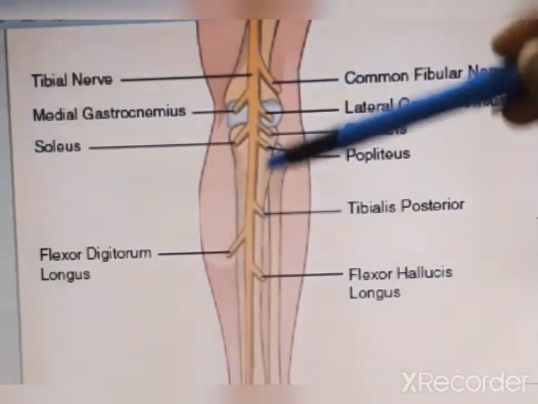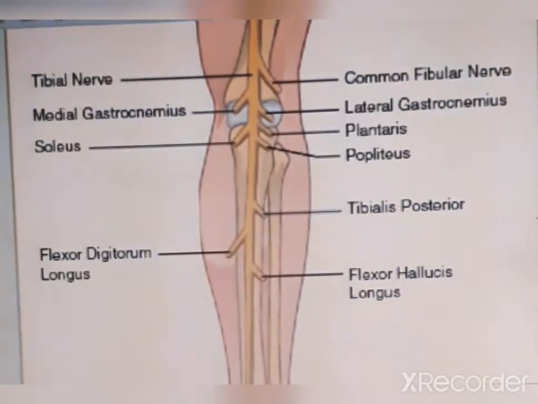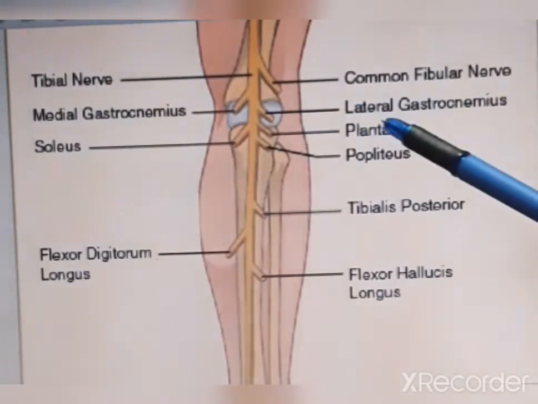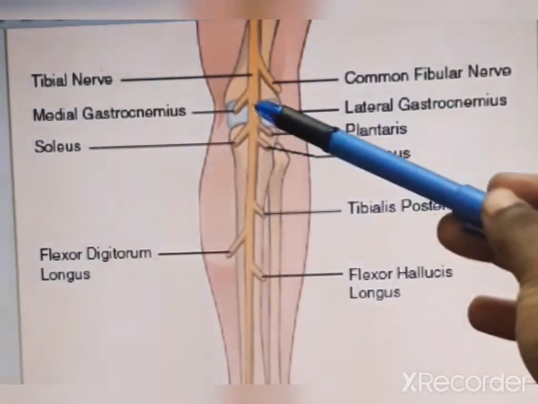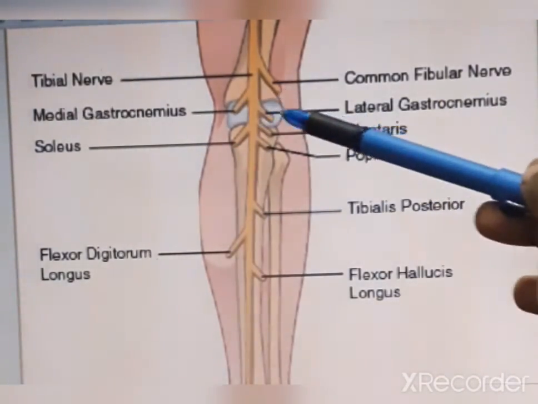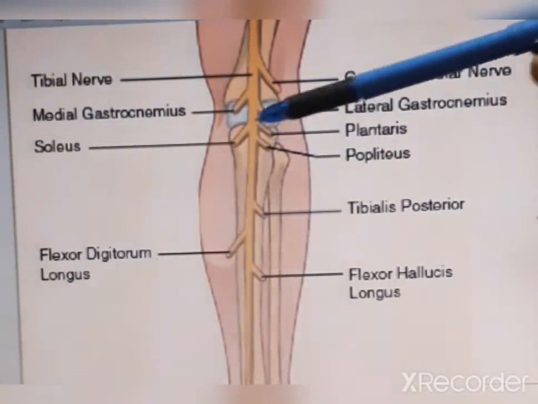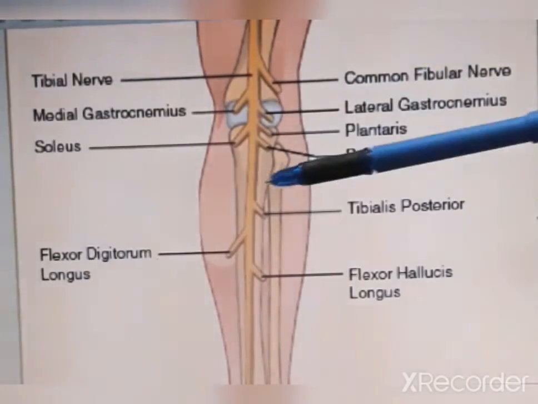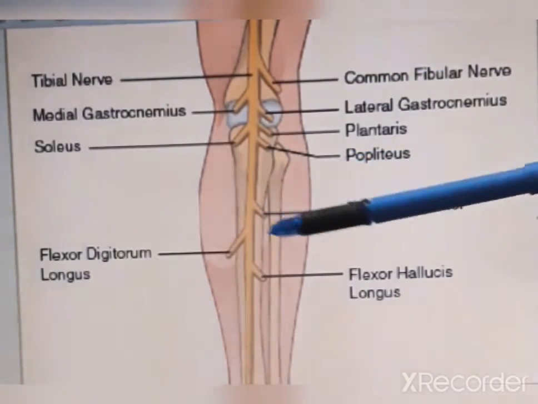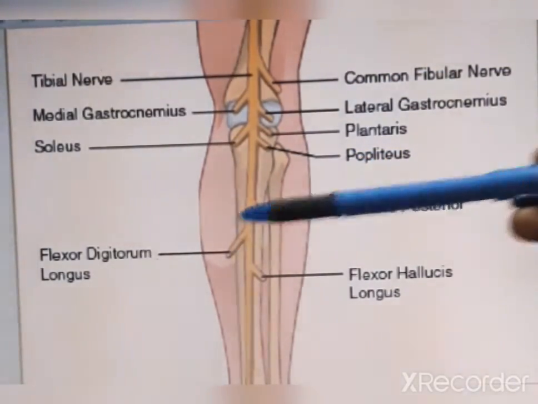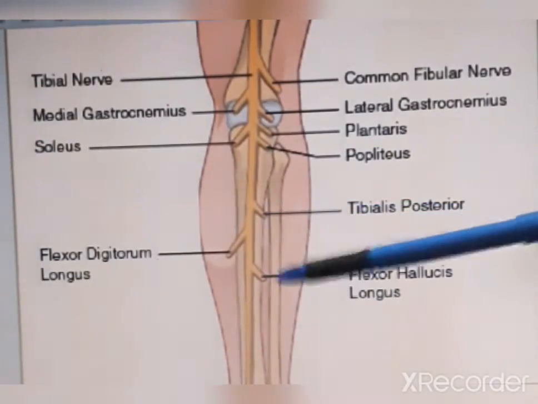This is the tibial nerve. The 8 muscles which are supplied by the tibial nerve are lateral gastrocnemius, medial gastrocnemius, plantaris, popliteus, soleus, tibialis posterior, flexor digitorum longus and flexor hallucis longus.